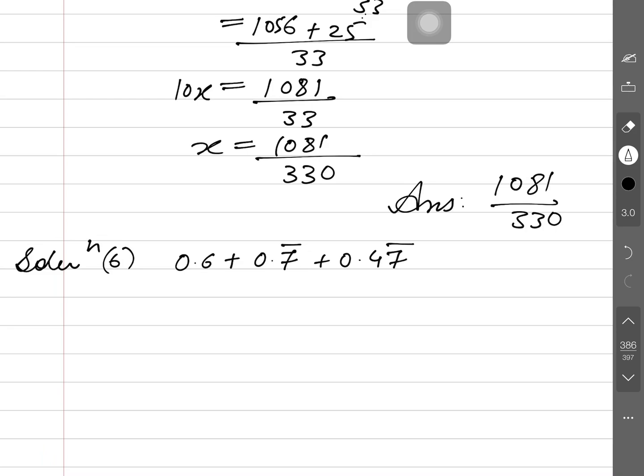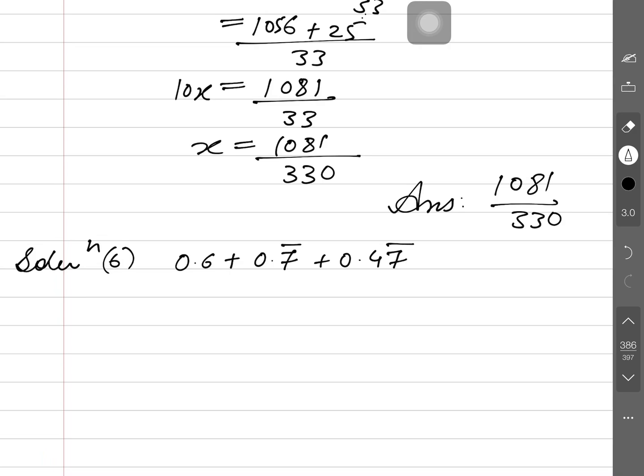Do you know the addition of repeating type? Obviously, repeating type addition is not possible because their decimal places are different here. So the simple method for the student here is to convert them first into the P by Q form, I mean to rational form, and then add them.